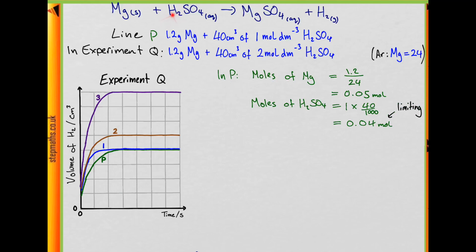And from our equation, we can see we have a 1-to-1 ratio of sulfuric acid to hydrogen gas. So our moles of hydrogen is 0.04. And we know that the volume of hydrogen gas is directly proportional to the moles of hydrogen.